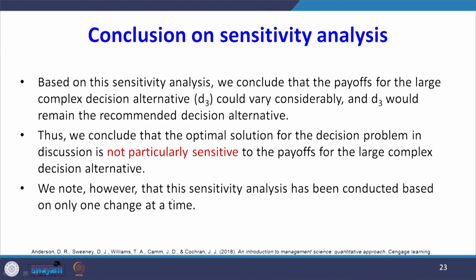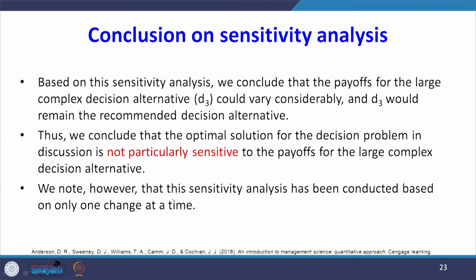What is the conclusion on sensitivity analysis? Based on the sensitivity analysis, we conclude that the payoff for the large complex decision alternative D3 could vary considerably and D3 would remain the recommended decision alternative. So, what we are learning is that even though the payoff changes for D3, D3 will still be the best decision. Thus, we conclude that the optimal solution for the decision problem in the discussion is not particularly sensitive to the payoff for the large complex decision alternative, that is D3.